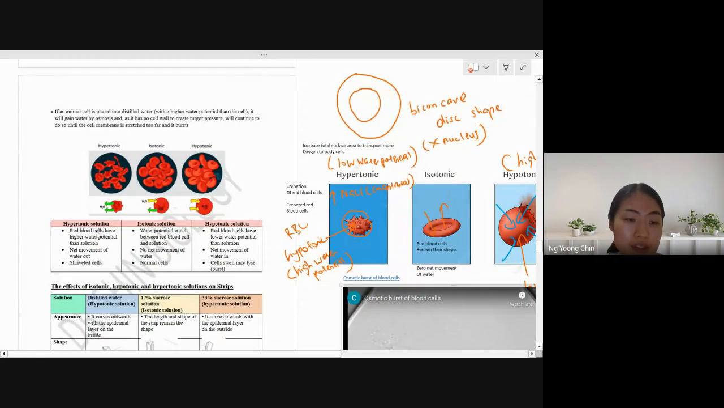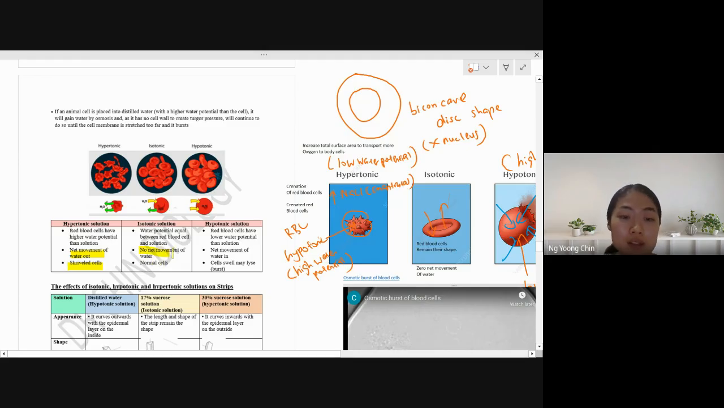Okay, so this is a statement that you should know and should be included in your answer. Hypertonic solutions: the red blood cell itself has a high water potential compared to the hypertonic solution, so the water will move out. So the cell will shrivel. Shrivel means reduced in the size of the cell. Isotonic means the cell does not have any change because there is no net movement of water.